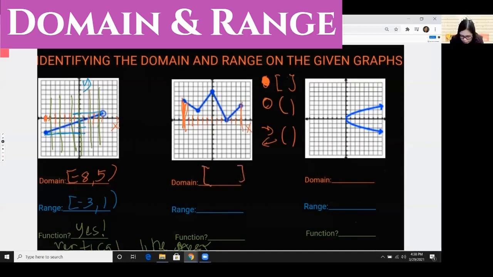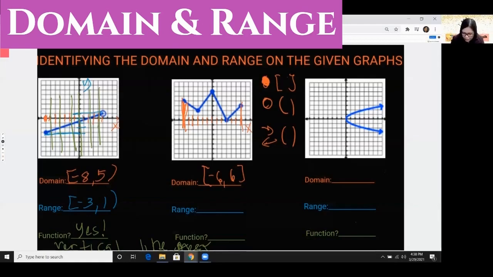And then we will count: 1, 2, 3, 4, 5, 6. Going to the left is 6 counts, so it is -6. And then going to the right is 1, 2, 3, 4, 5, 6. Likewise, it is +6. So the domain is from -6 to +6.